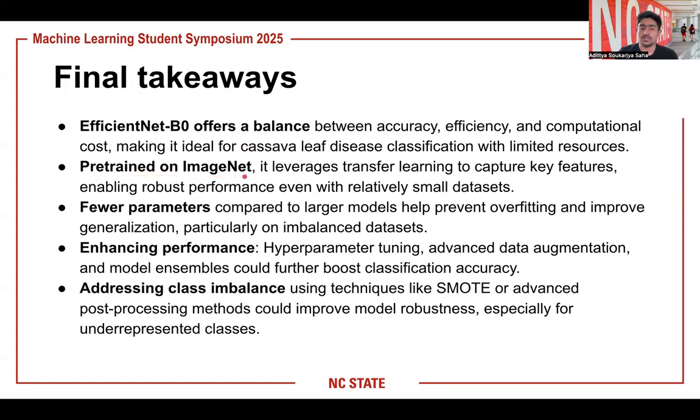efficiency. It's already pre-trained on ImageNet and it trains on fewer parameters, but we can further improve performance by doing hyperparameter tuning and advanced data augmentation. We can also address class imbalance by using further techniques like SMOTE or advanced post-processing methods.